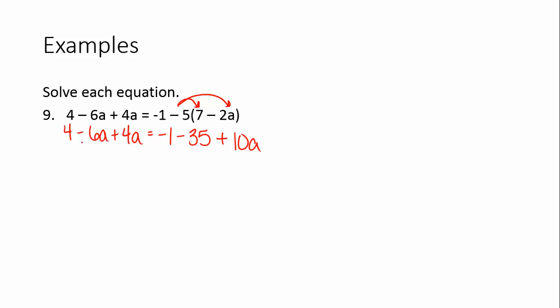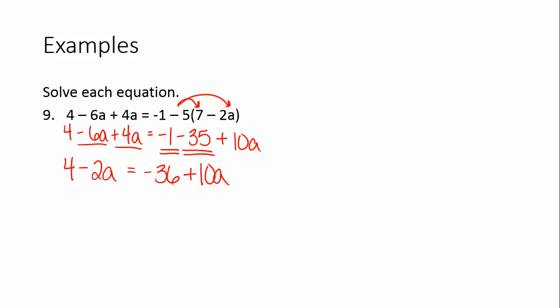After I've distributed, my next step is always to combine my like terms, and I have like terms on both sides. So on the left-hand side, I have a 4, but minus 6a plus 4a, that's minus 2a or a negative 2a. If you have a negative 6 and you add 4, you're at negative 2. On the right-hand side, negative 1 minus 35 is negative 36 plus 10a. So I've distributed and I've combined like terms.